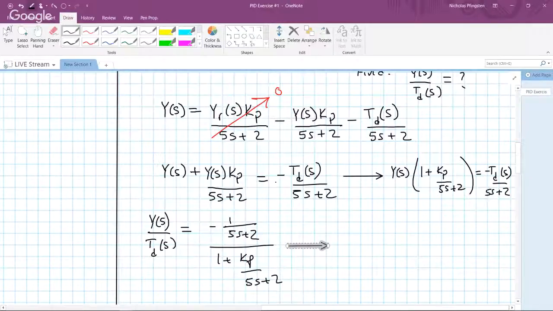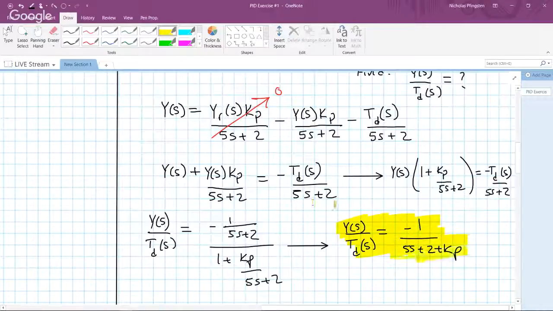So multiplying top and bottom by 5s plus 2, showed you that trick earlier, T sub d of s will now equal negative 1 over 5s plus 2 plus kp. We need this, so it's highlighted in yellow.